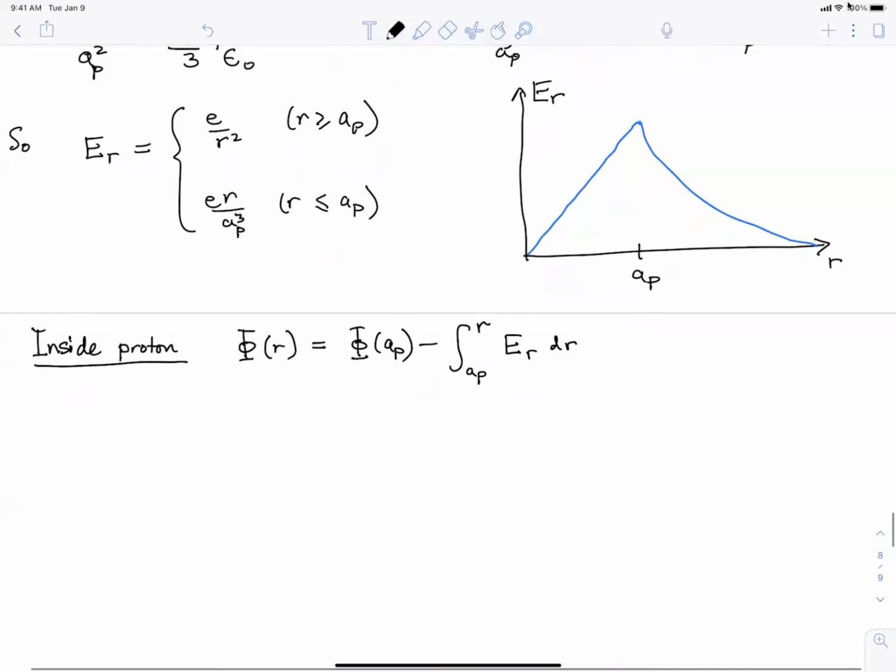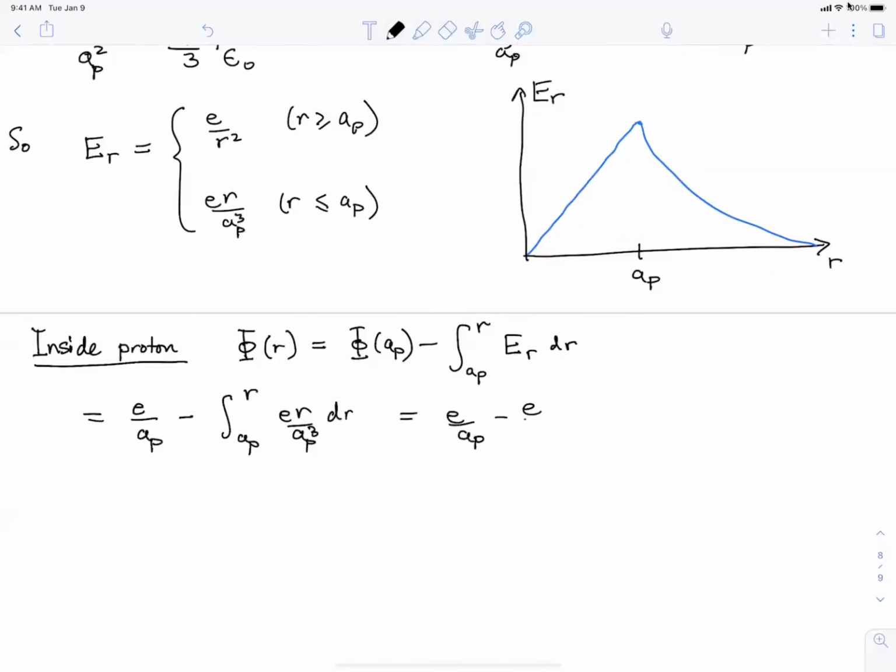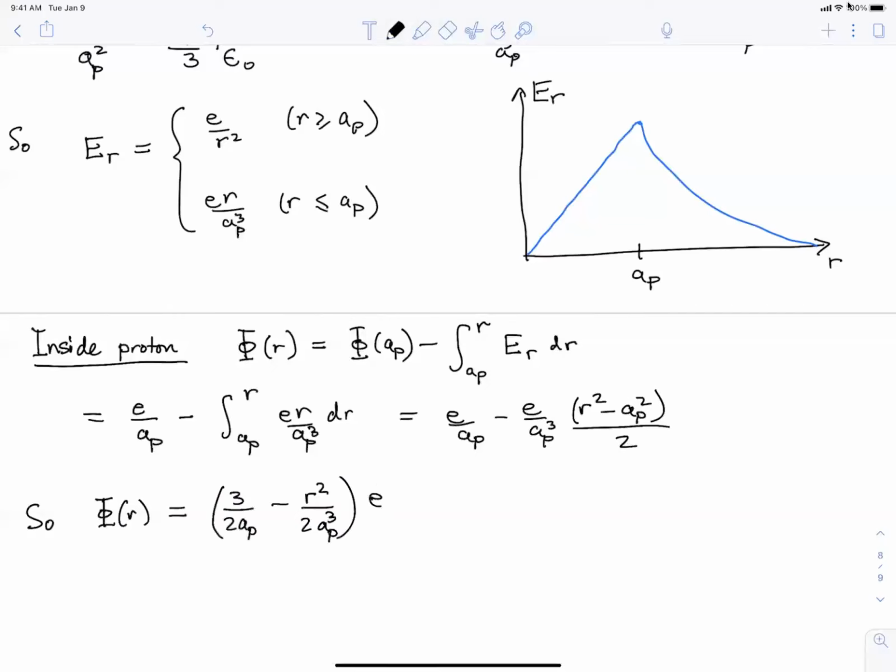Okay, and so now we just need to take that electric field and integrate it. This is going to equal E over a proton, that's from here, minus the integral from a proton to R of ER over a proton cubed, dr. So this is E over a proton minus E over a proton cubed, R squared minus a proton squared, all divided by 2. All right, so now we've got the electric potential because that actually simplifies a little bit. This can be written as just 3 over 2 a proton minus R squared over 2 a proton cubed times the electric charge.